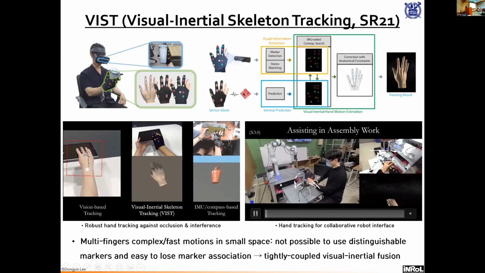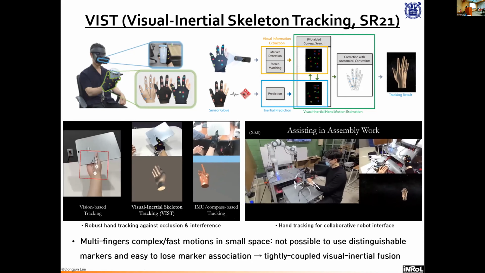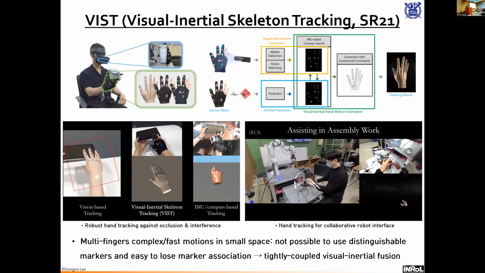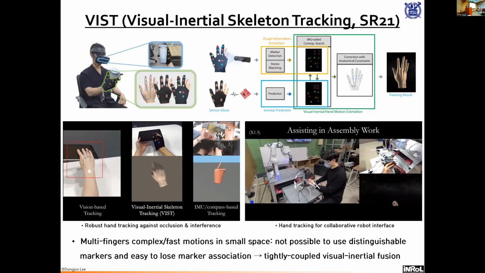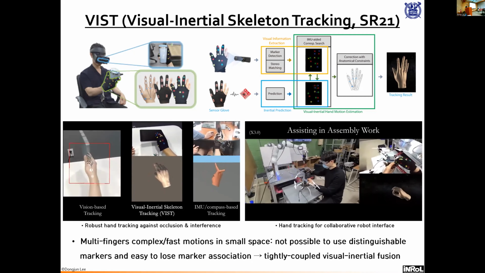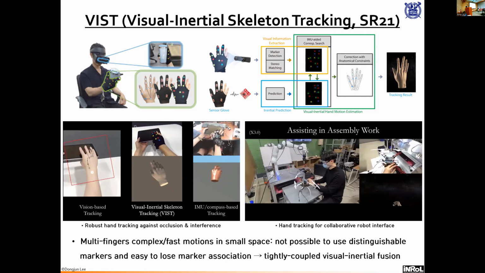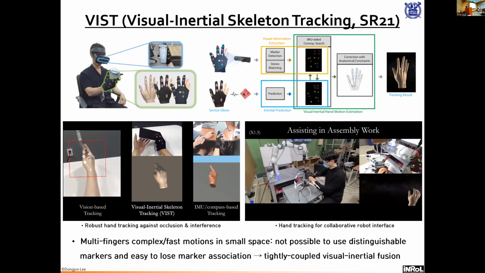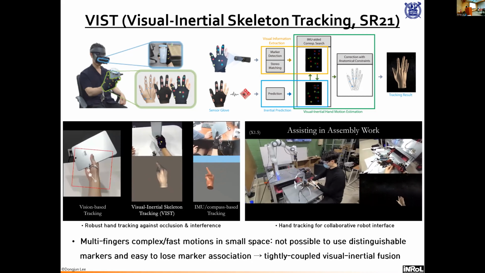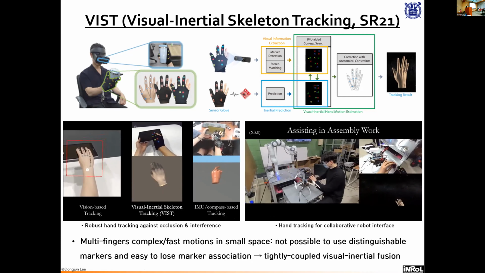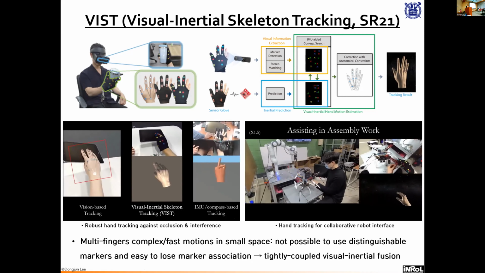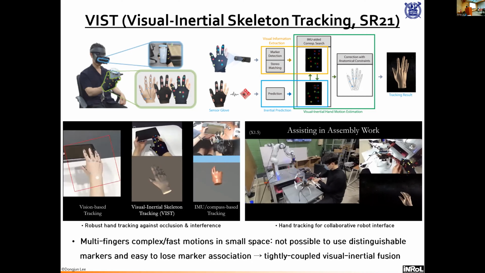However, in order to really use human swarm interaction in the real world, the system should be robust. So in order to attain this robust hand tracking, we propose this VIST, visual inertial skeletal tracking. By the way, some of you may say that we may use a motion capture system, right? Like Vicon. If you try to use that, you would easily find that it is not really working well, because the key issue is these markers.